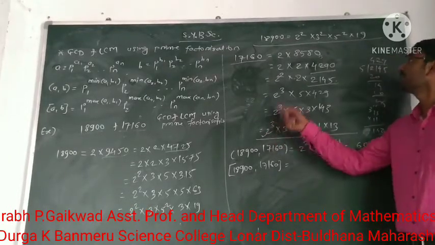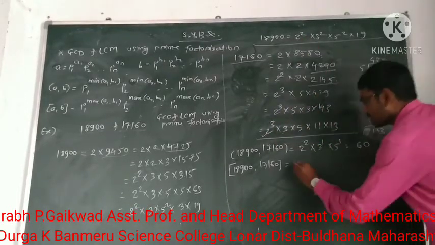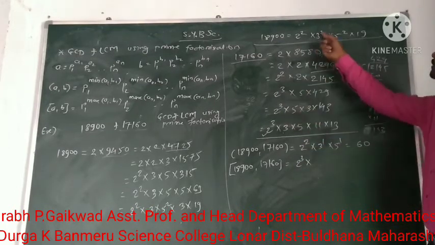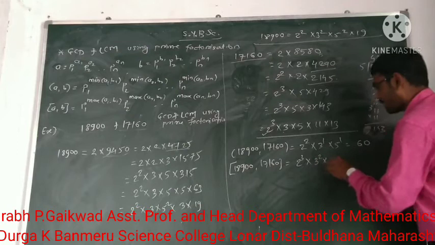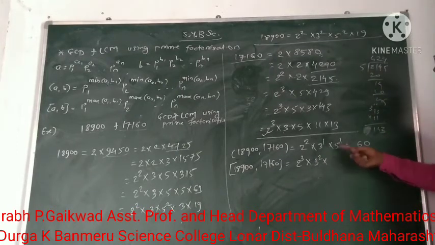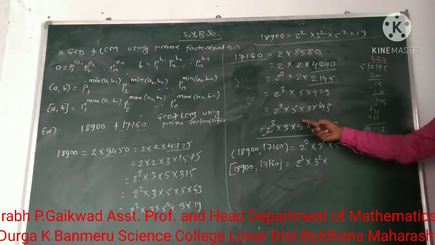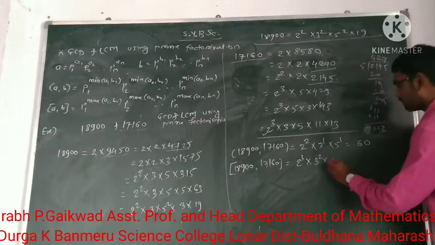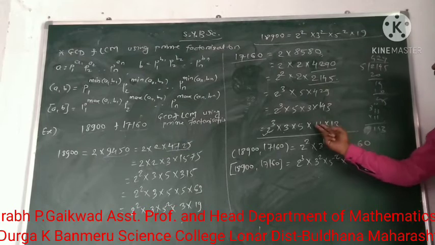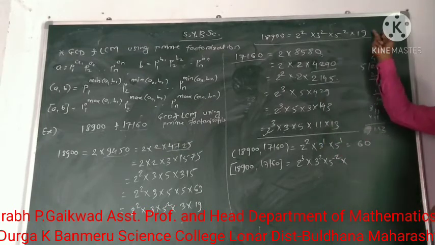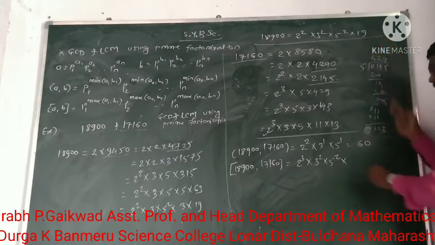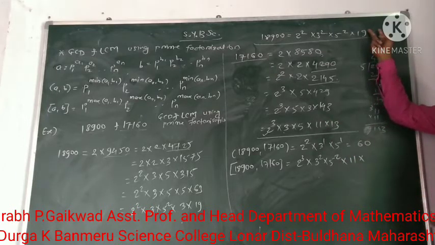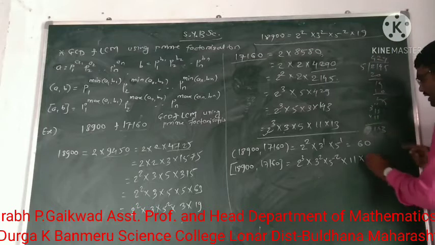Here the power of 2 is 3, here 2, so the maximum is 3. So 2 cube. Then here the power of 3 is 1, there the power of 3 is 2, so 3 square. Here the power of 5 is 1, there the power of 5 is 2, so take the highest power. So 5 raised to power 2. Here the power of 11 is 1, there no 11, so the power is 0. So 11 raised to power 1. Here the power of 13 is 1, there the power of 13 is 0 because there is no 13. So take the highest power of 13.